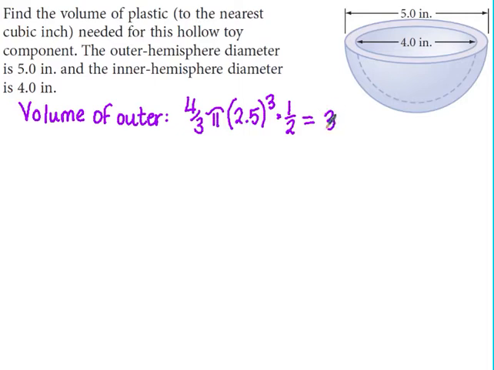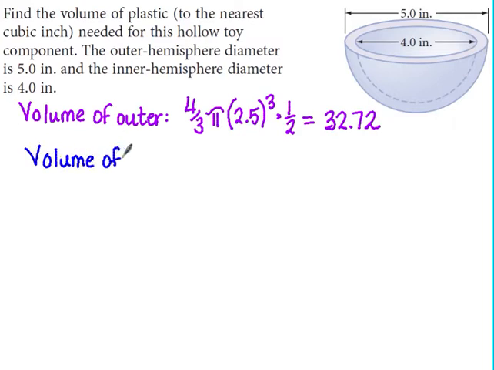32.0. 31.25. Somebody else get that? I had 32.72. 32 point what? 72. Oh, for the actual answer? Yeah, oh yeah, it's 32.72. It's like 31.25 pi divided by 3. Okay. So now what I'm going to do is do the volume of the inner.